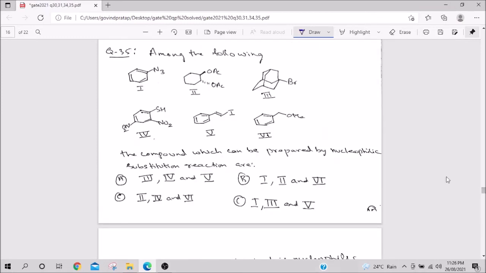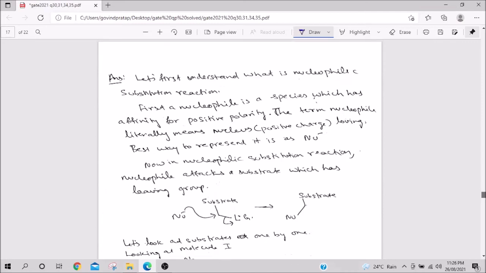Now, the last question, it says, among the following, the compound which can be prepared by nucleophilic substitution reaction. So, nucleophilic substitution reaction, you know, is SN1 or SN2 reactions. So, before we see each of them, let us talk a little bit about nucleophilic substitution reaction. So, here there is a nucleophile. So, if it is an SN2 reaction, what happens? Nucleophile attacks the carbon on which the leaving group is there.